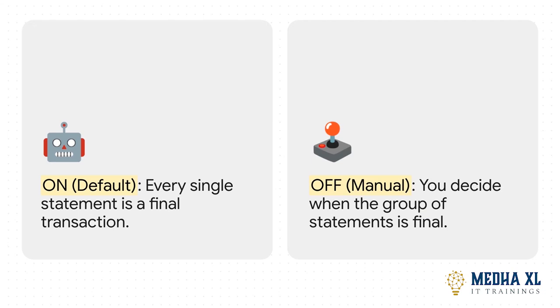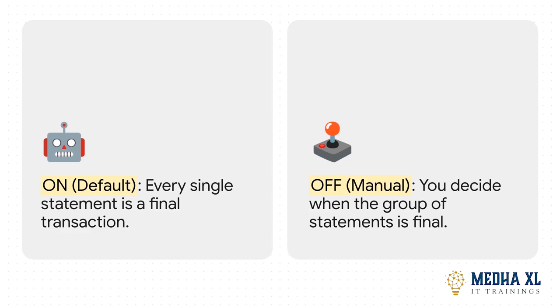Now, here's something you have to know. By default, JDBC connections are in what's called auto-commit mode. And what that means is that every single SQL statement you run is immediately treated as a finished and final transaction. For one-off updates, that's totally fine. But for our bank transfer with its two separate steps, that's a recipe for disaster. We need to take the wheel ourselves.